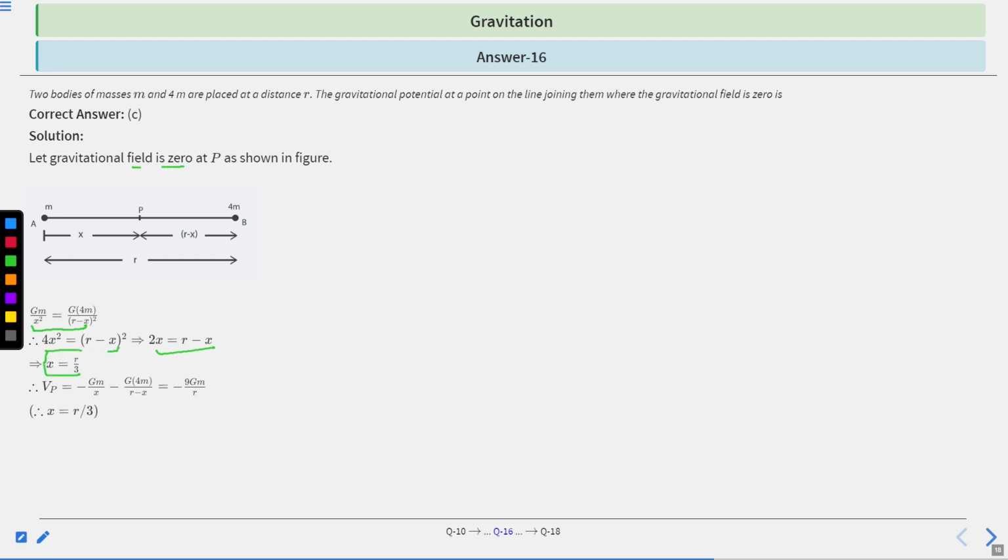So we know the formula of potential, Vp equal to minus Gm divided by x, minus G 4m divided by r minus x. Clear? Which is equal to minus 9 Gm divided by r. Clear? So x is equal to r by 3. Clear? So the correct answer is C. C is the correct answer.